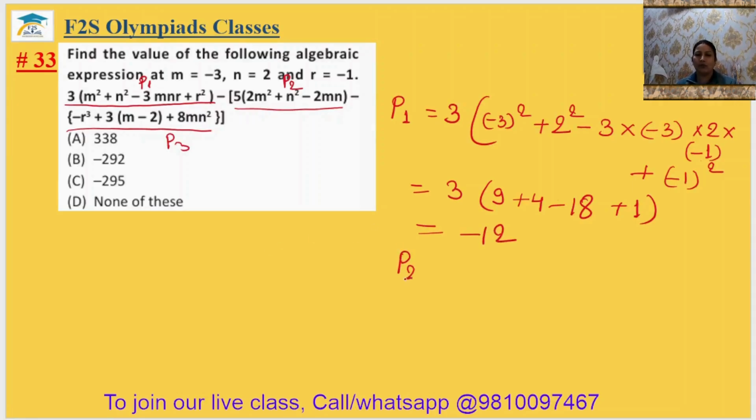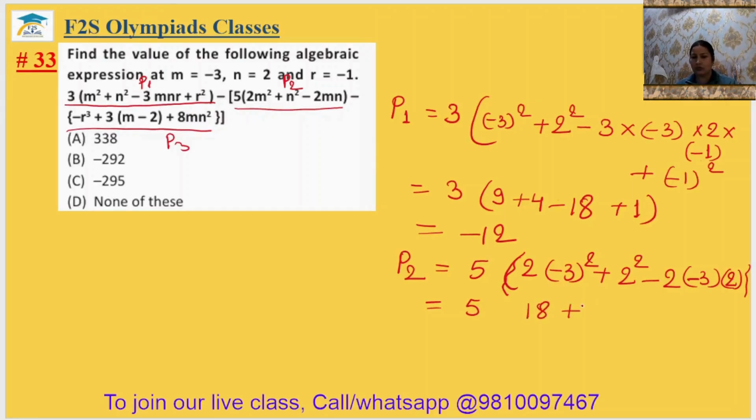Now part 2. Part 2 is 5 into 2m square, m is minus 3 square, plus n square, that is 2 square, minus 2 into minus 3 into 2, okay. Now so 5, 3 3s are 9, 2s are 18 plus 2 2s are 4 minus minus plus 12, equal to 170. So part 2 is 170.